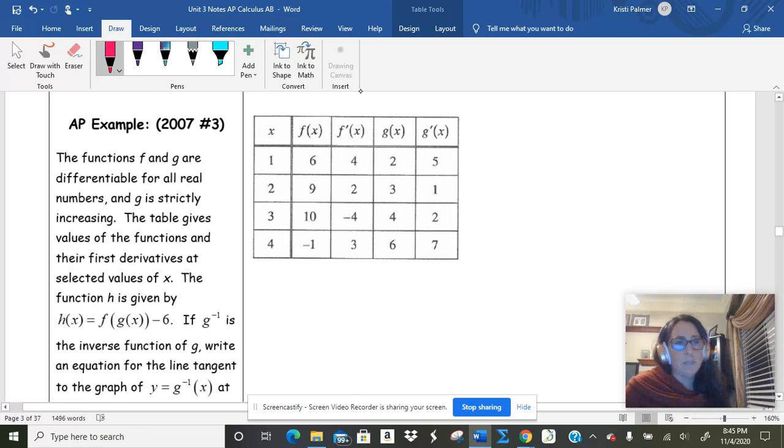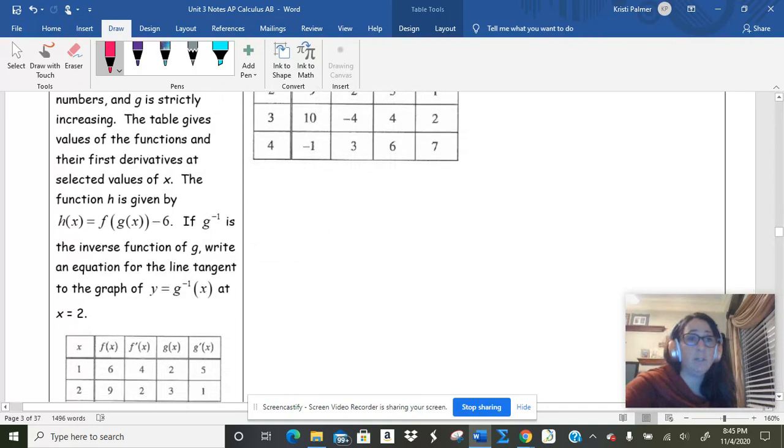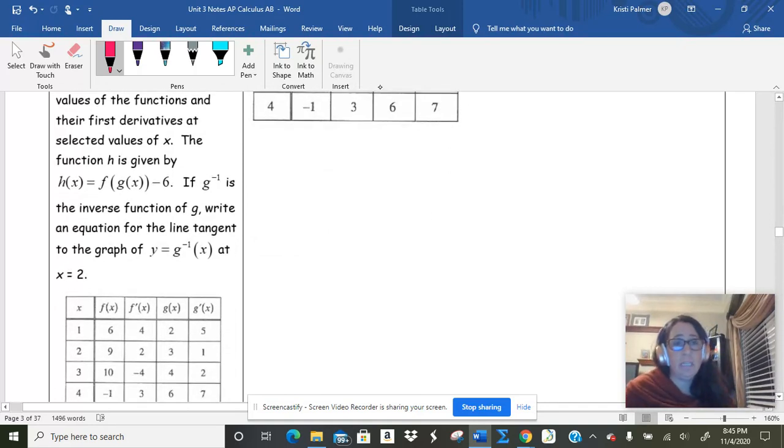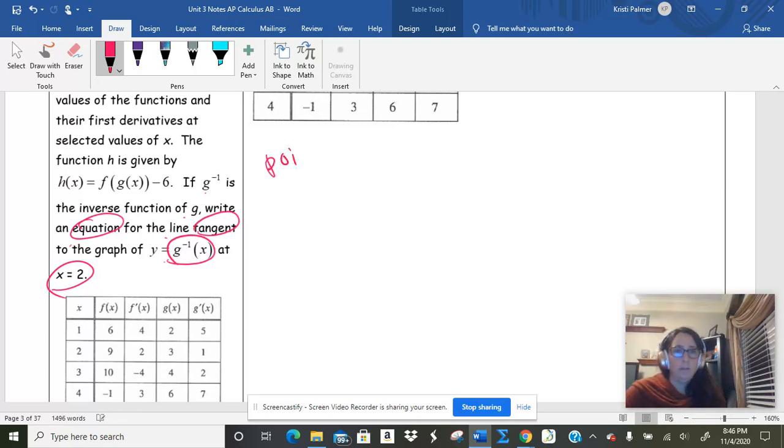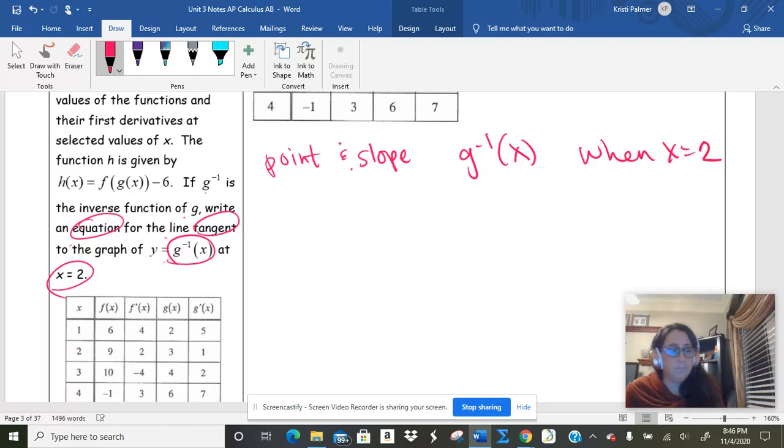This is from 2007, number 3. Tells me a lot of information, gives me the function of h, says g inverse is the inverse function of g, so I'm given those two. Write an equation for the line tangent, so I want an equation of a tangent line for g inverse of x at 2. So we need a point and we need a slope for g inverse of x when x equals 2.